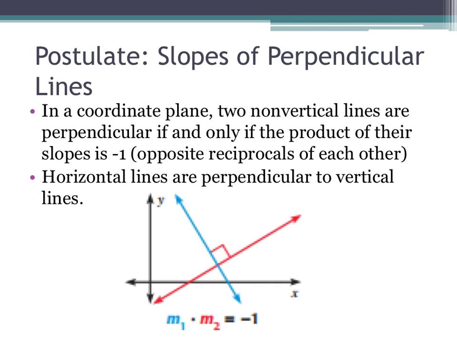And horizontal lines are perpendicular to vertical lines. That should make sense, right? If I have a straight line running left to right and then a straight line running up and down, they should meet at a 90-degree angle, which would mean that they were perpendicular.